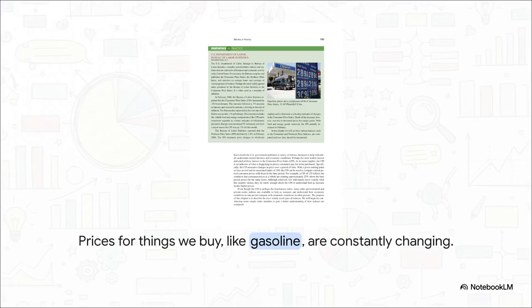I mean, think about it. Every day, the price of gas, groceries, coffee, you name it, it's all going up or down. To get to that one inflation number, economists need a way to track the overall change for a whole bunch of items at once. And the clever tool they use to do this is called an index number.